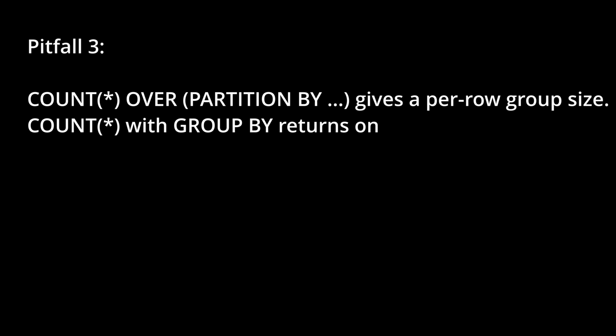Pitfall 3. Count asterisk over partition by gives a per row group size. Count of asterisk with group by returns one row per group. Same function, different placement, different output.